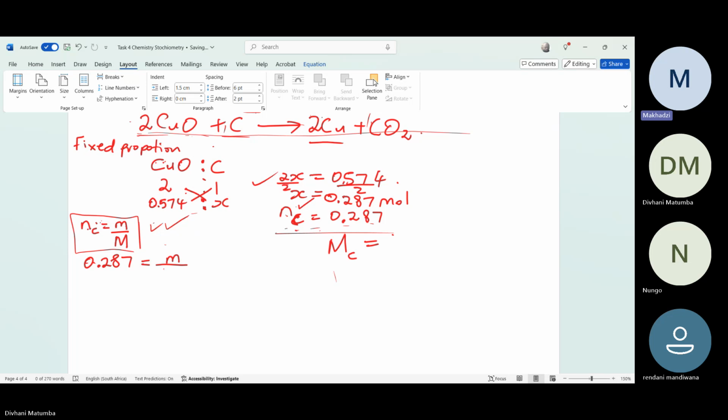Sorry, is it going to be 0.574? The molar mass. What is the molar mass? I'm not sure. Okay. What is the molar mass of oxygen? It's 16. Okay. What is the molar mass of carbon? It's 12. Then why were you not sure? Oh, because I didn't know what to do. The molar masses are always acquired from the periodic table.